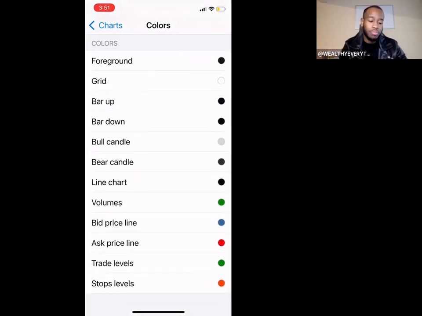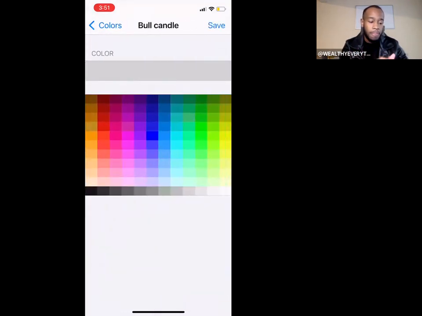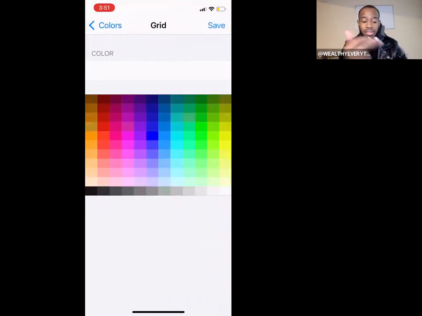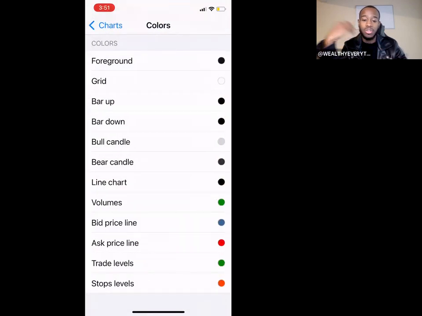But for the bull candle and bear candle, pick your 2 favorite colors. Literally pick your 2 favorite colors and be happy, right? Enjoy life, right? I can change these 2 candles to almost anything. And it works. I'm going to be honest, it works. So bull candle and bear candle are the 2 colors that change your candles. You have to use my other inputs as well if you want it to be slick and clean, right? Foreground needs to be black, grid needs to be white. So screenshot this and just duplicate it.